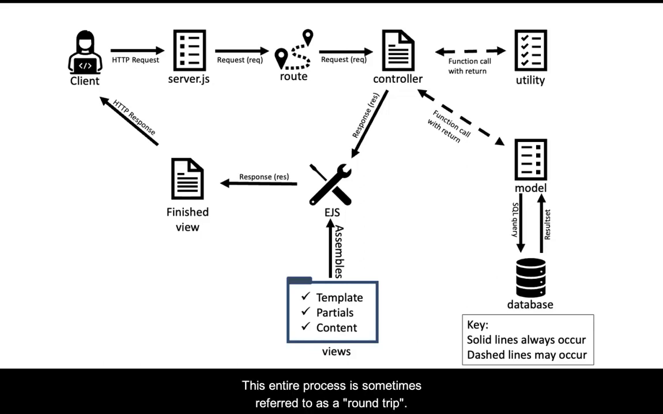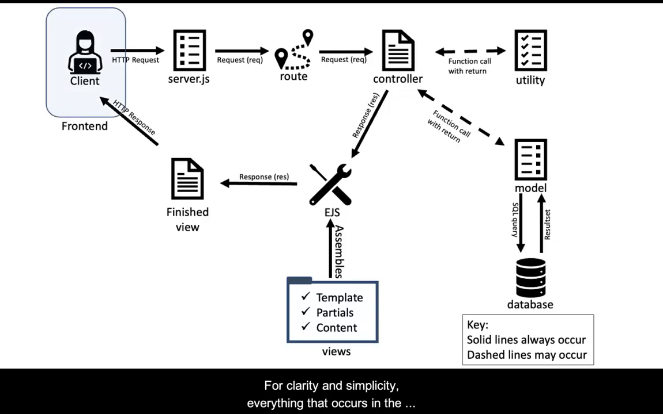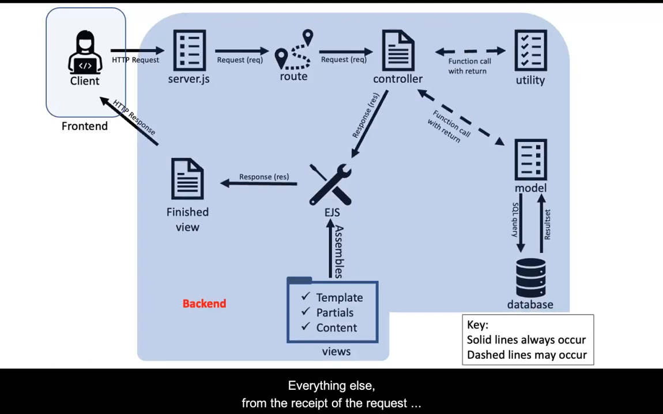This entire process is sometimes referred to as a round trip. For clarity and simplicity, everything that occurs in the browser or in the initiating device is referred to as the front end. Everything else, from the receipt of the request by the server until the finished view is sent in the HTTP response, is referred to as the back end.